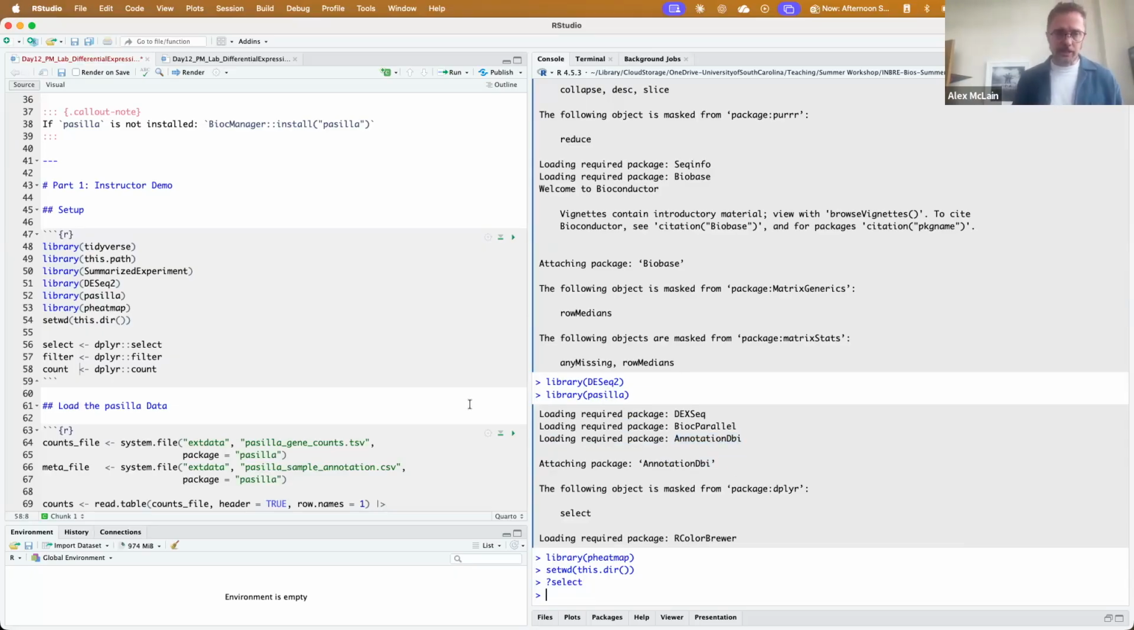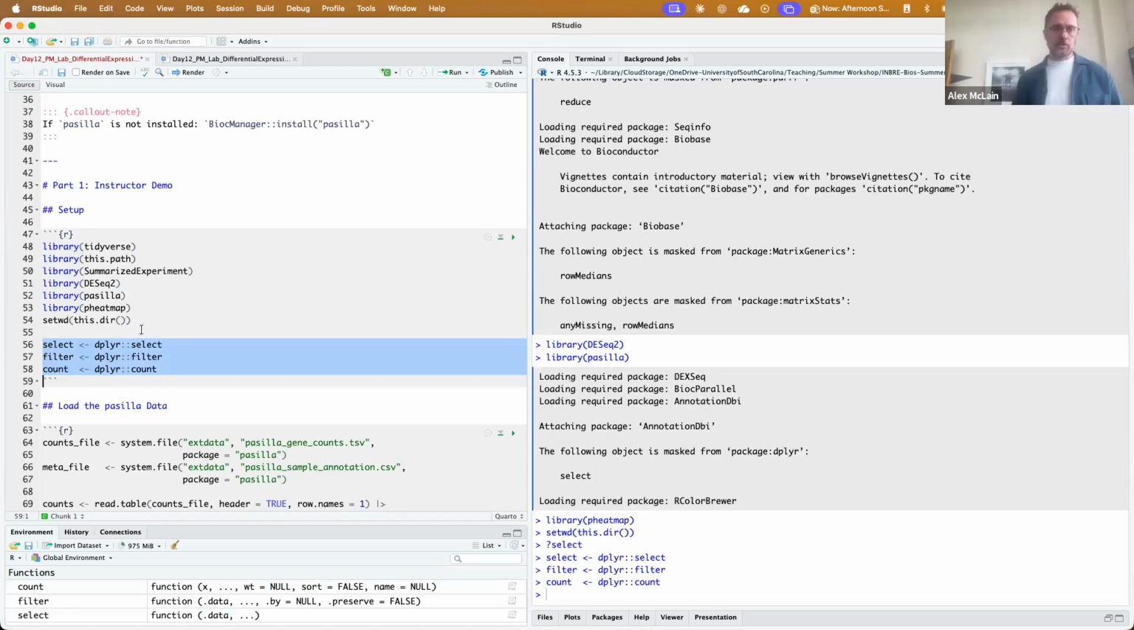So something that is annoying to say the least. These three lines are stuff that I'm adding, and these tell R that, by default for select, use the dplyr version of select. I do that by saying dplyr, double colon, and then select. Filter, double colon, filter, set it as the dplyr::filter, and count, set it as the dplyr::count. So by default, it'll use those versions.